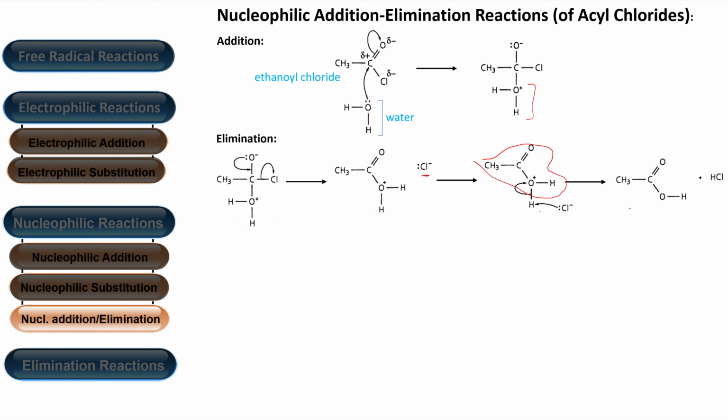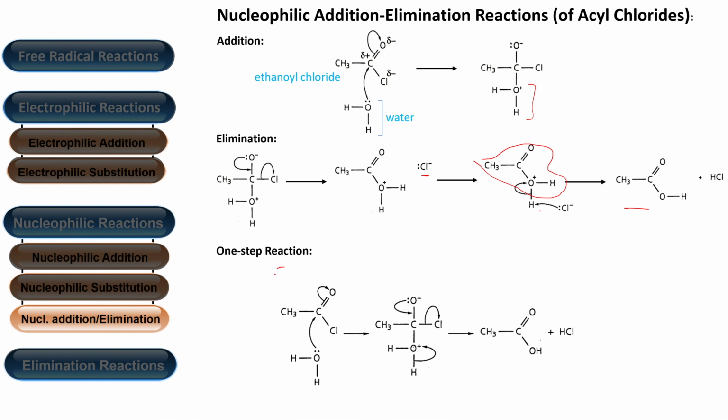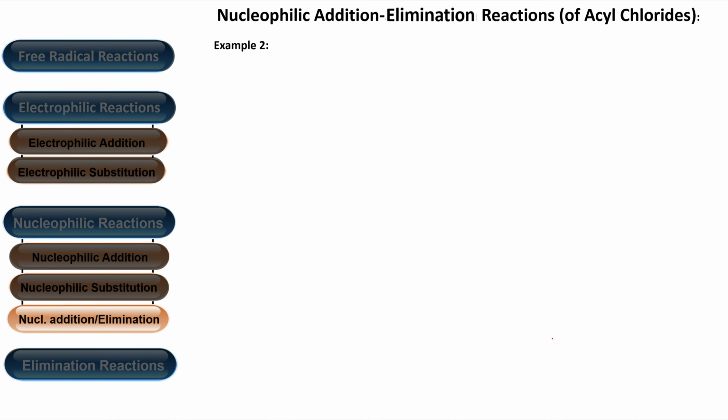And the rest of the molecule is CH3COOH, which is this. In the exam, you will have to just write the one-step reaction, which looks something like this. So you start with the addition reaction, which is this. And then you start with the elimination reaction, which is this. And then you end up with the final products, which is this. Let's have a look at another example.